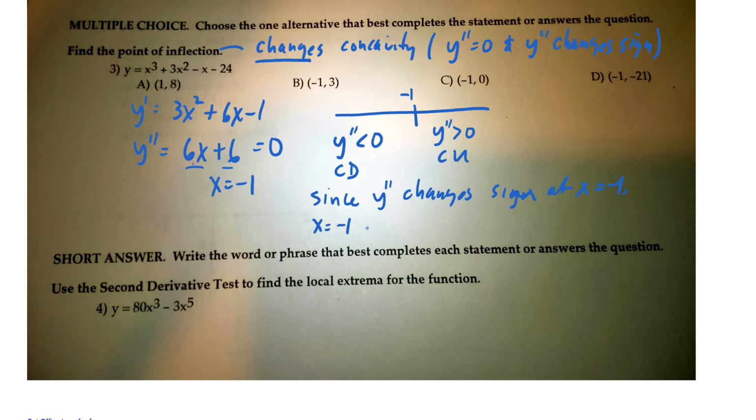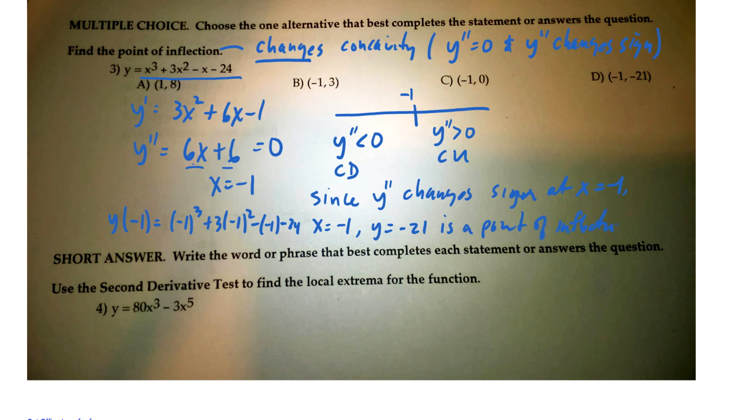at x equal -1, x equal -1, y equal, and then you're going to have to plug in -1 into the original function to figure out what that is, and it ends up being -21. You can do it over here on the side. Y of -1 equals -1 cubed plus 3 times -1 squared minus -1 minus 24, is a point of inflection. Okay, that's got it. Thanks.